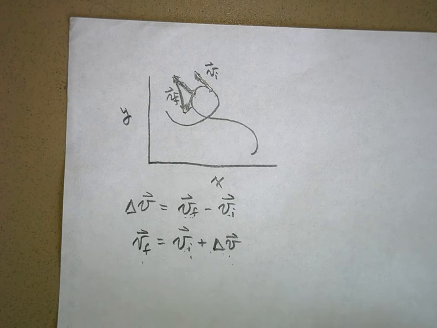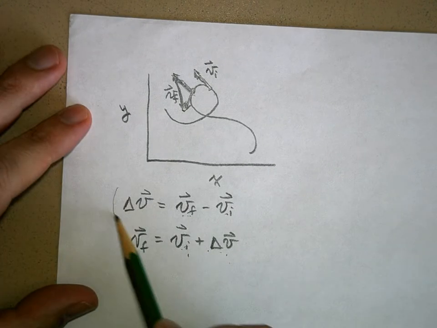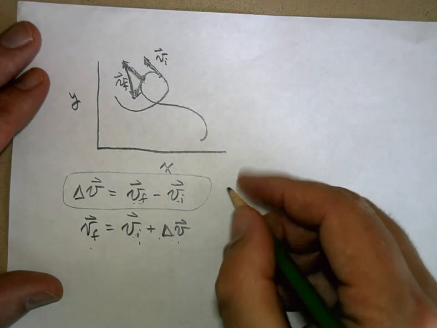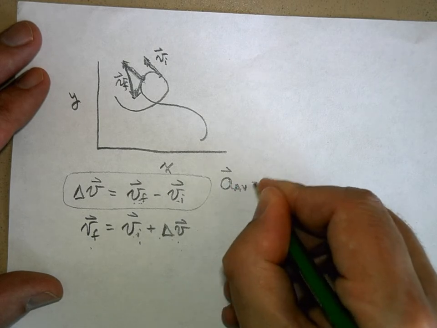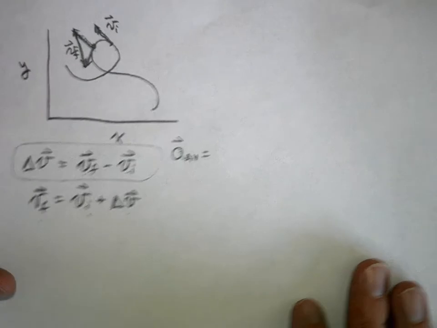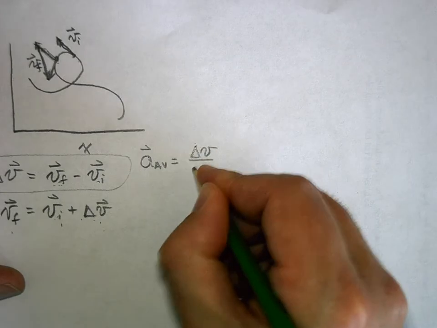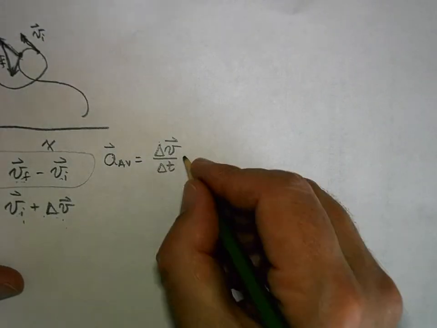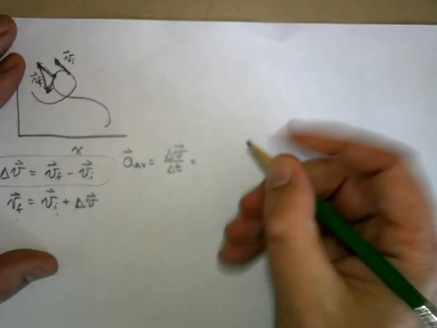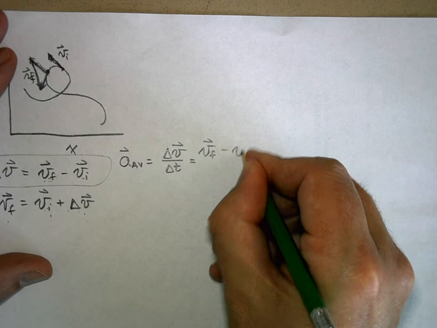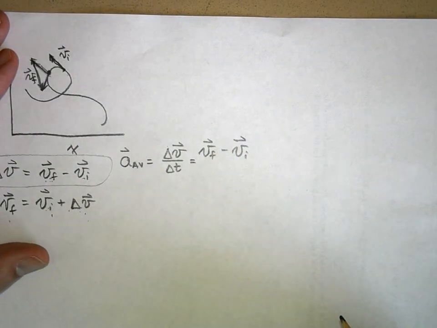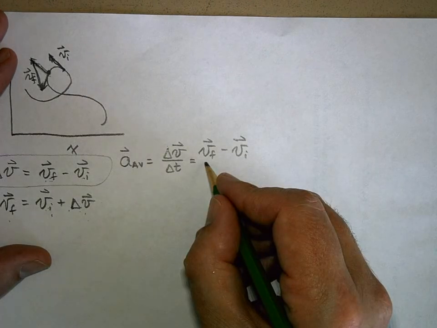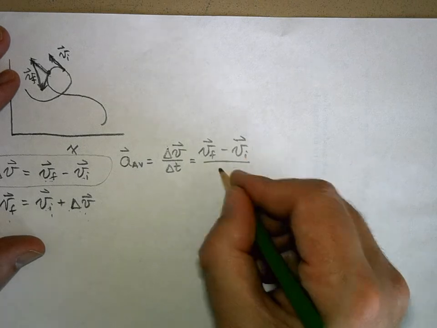Okay, in any case, we're still going to use this right here. How did we define average acceleration? Well, all we're going to say is the average is just the change in velocity over the change in time. And so this is going to be V final minus V initial over whatever change in time you had.